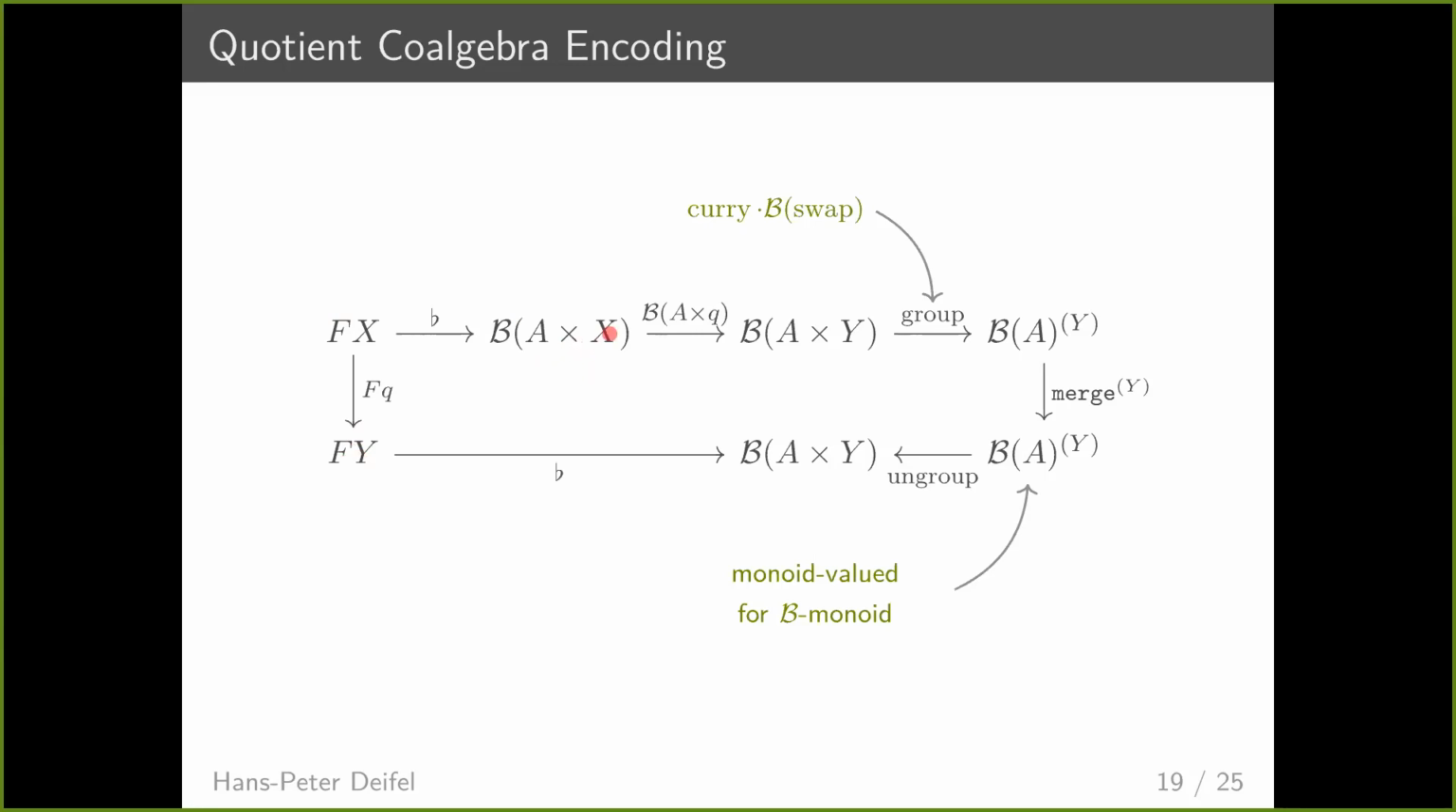And so we need to go this roundabout way of first applying this Q under the bag and then grouping by state, merging the respective transitions and ungrouping again. But the commutativity of this diagram says that it actually works and we get something out which computes the encoding of the simple quotient.